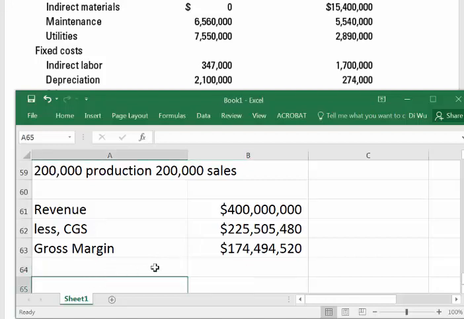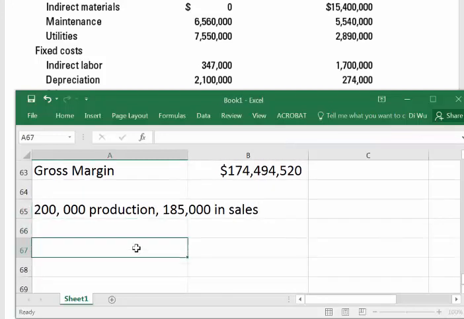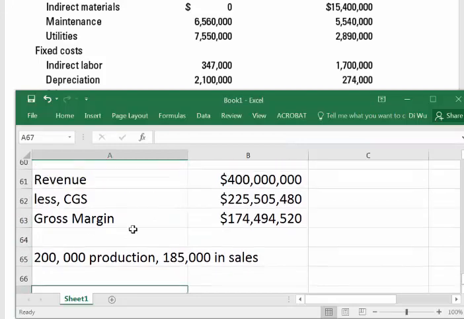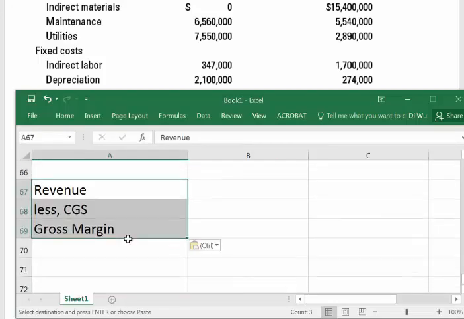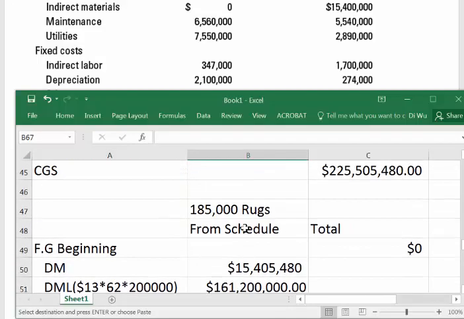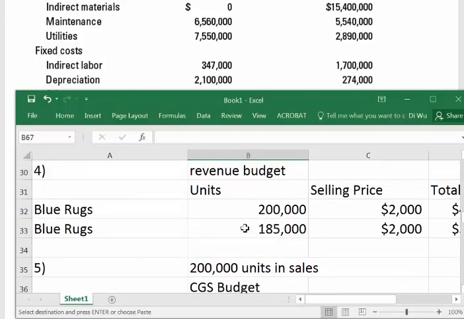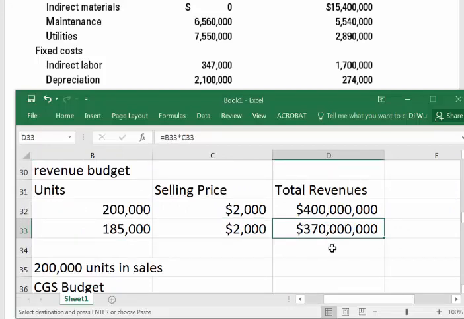Now let's take a look at the second. You have 200,000 in your production, but you can only sell 185,000 in sales, right? So if you have this question, how can you find the gross margin? It's going to be quite similar. You start with the revenues, less CGS, gross margin, and so on. For the revenue, you also go back to question 4. Question 4 has the revenue budget for the 185,000 case. So this is 370 million total revenues.